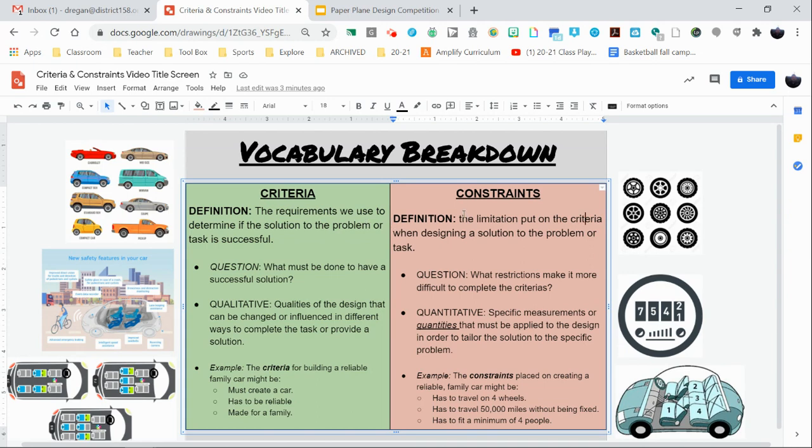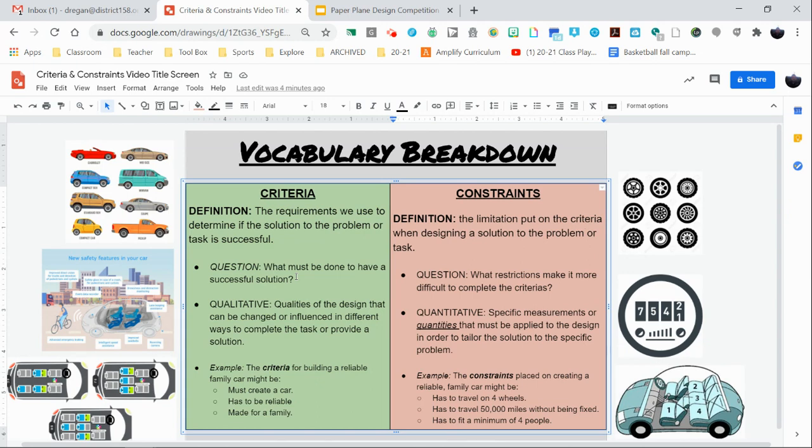Because they're so similar and slightly different, there are a few ways we can go about determining, whenever we're trying to solve a problem or create a design that is the solution to a problem, whether something is a criteria or a constraint, okay? So the first way is by using a basic question we can ask ourselves as we're looking at the overall problem or the challenge in this case. And that question when we determine the criteria is, what must be done to have a successful solution? So whenever we look at a challenge or a problem or a task at hand, if we ask ourselves, what must be done to have a successful solution?